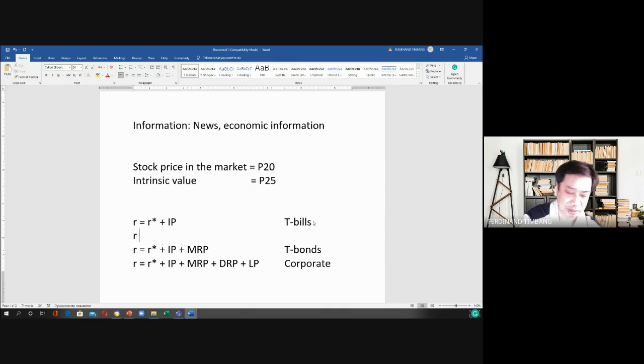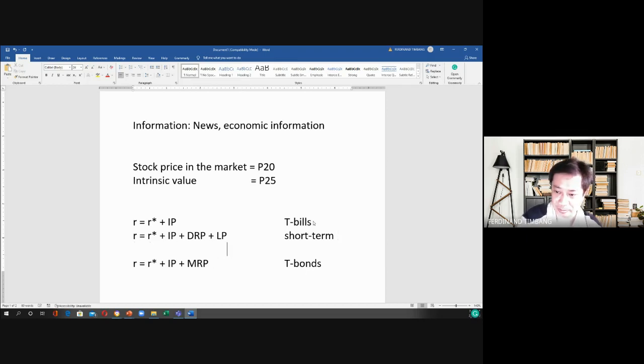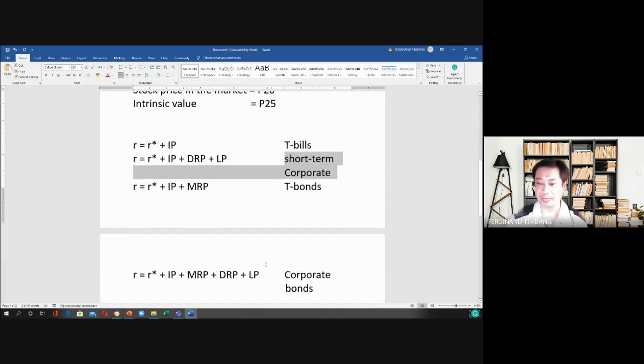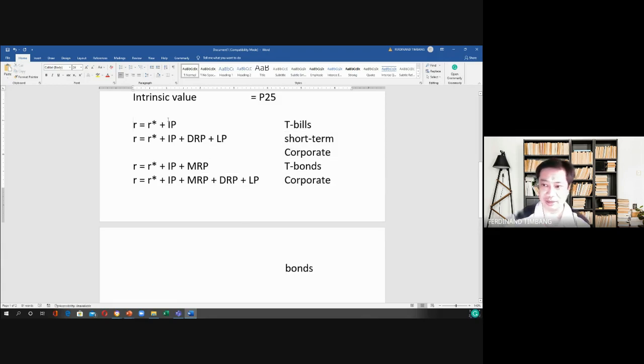Meron pa tayong R-star for the short-term borrowing. Yung short-term borrowing ng private entities. But they do not have the maturity risk premium. They only have the default risk premium and the liquidity premium. Ito naman yung short-term borrowing, no? Pero ito sa corporate naman ito. No, corporate. No? Kasi ito short-term din to eh. Pero government. This one is short-term naman for corporate. Ha? So, I hope that you can still remember them.